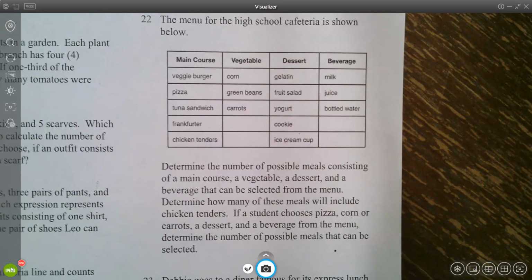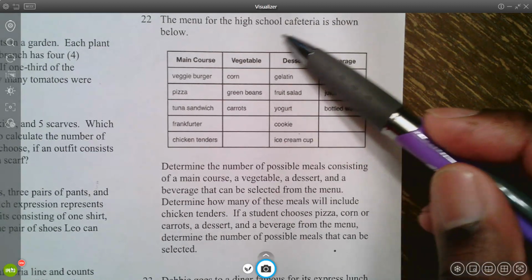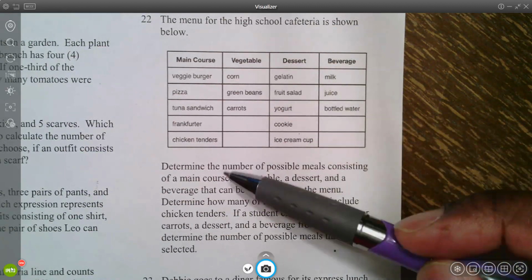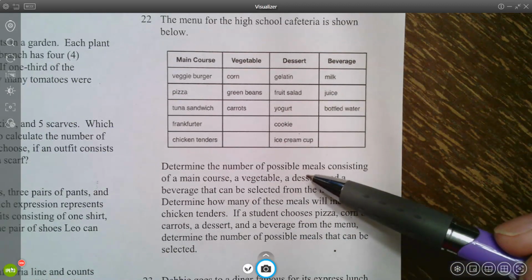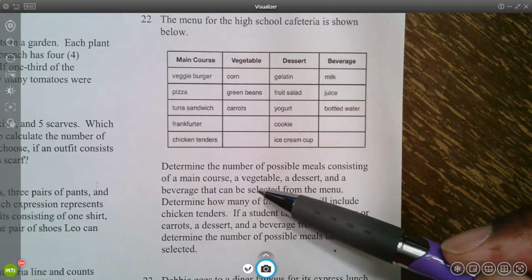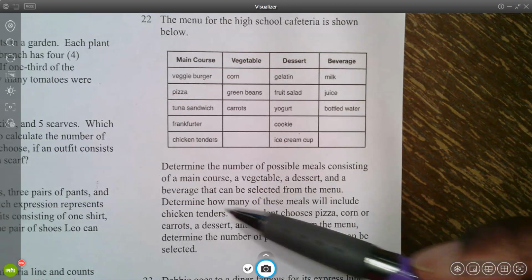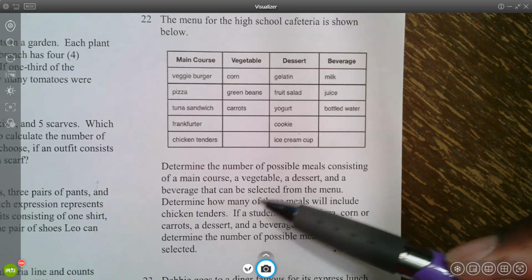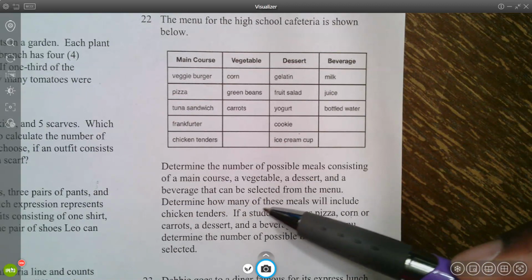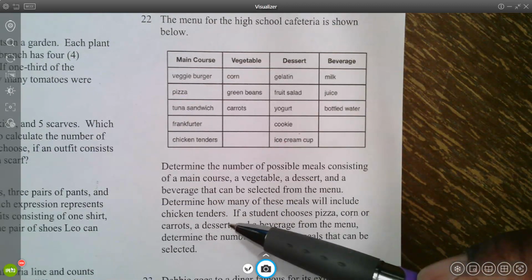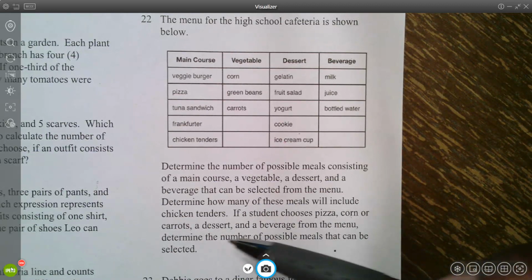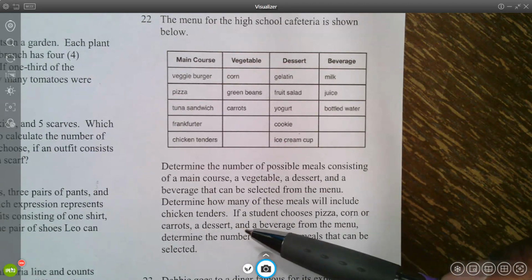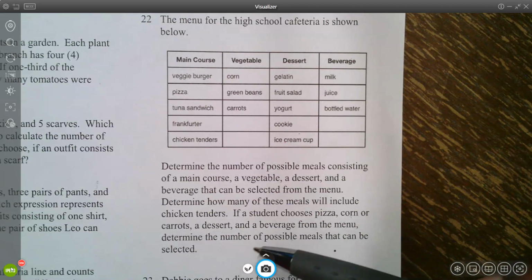The little exclamation point in math basically means factorial. All right, last example. It says the menu for the high school cafeteria is shown below. And this is all the information they have on the menu. Determine the number of possible meals consisting of a main course, a vegetable, a dessert, and a beverage that can be selected from the menu. Determine how many of these meals will include a chicken tender. If a student chooses pizza, corn or carrots, a dessert, and a beverage from the menu, determine the number of possible meals that can be selected.